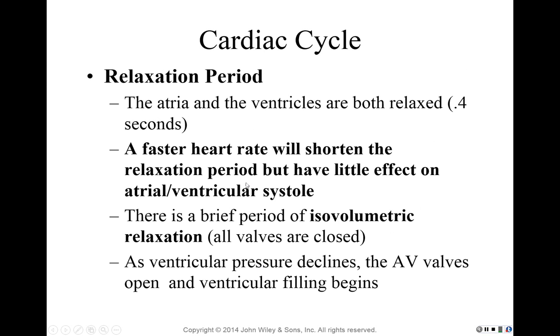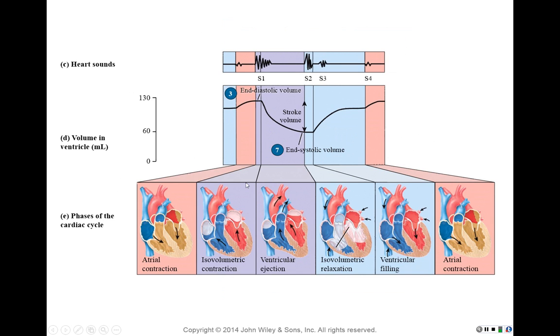Okay? Now, let's jump to our picture here for a second. We've now had atrial contraction. We had that isovolumetric contraction. All the valves were closed. And then we ejected the blood, about 70 milliliters. And now we move into a relaxation period.